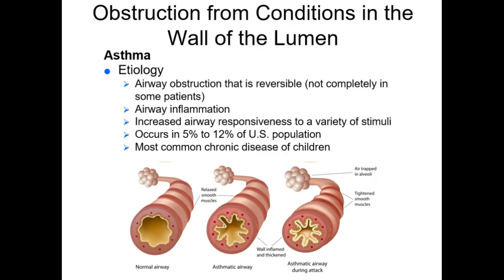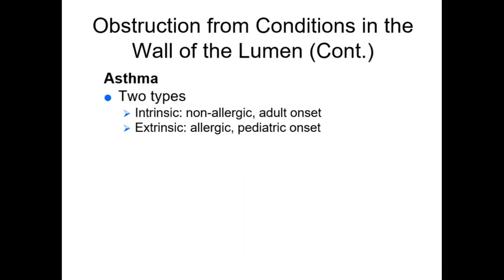There's multiple types of asthma, and there's going to be histological changes seen in asthma, and those are 2 of your main learning objectives for asthma. So first of all, there's 2 types of asthma, intrinsic and extrinsic. There's intrinsic, which is going to be non-allergic adult onset, and extrinsic, which is going to be allergic pediatric onset. We're actually going to see some other subtypes, some exercise-induced asthma, for example.